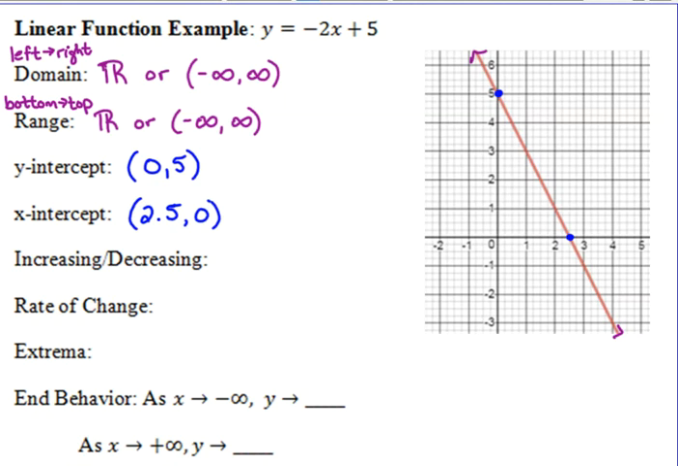Okay, increasing or decreasing. Which one is it doing? Is it doing a combination of both? I'm going to write another reminder right here that I always look from the left side of my graph to the right side of my graph. And as we're looking at this linear function from left to right, it's always moving downward. So this is decreasing. And we want to say where it's decreasing. Well, it's decreasing everywhere. So from negative infinity to positive infinity, this function is decreasing. Never increases.